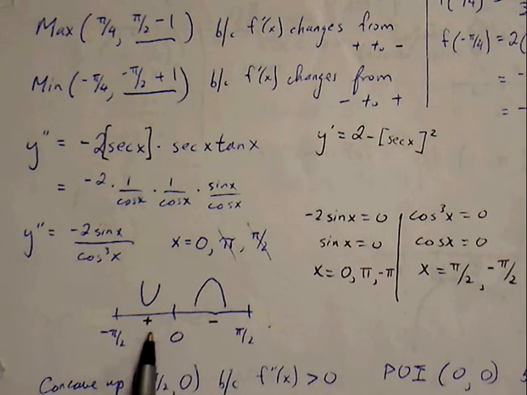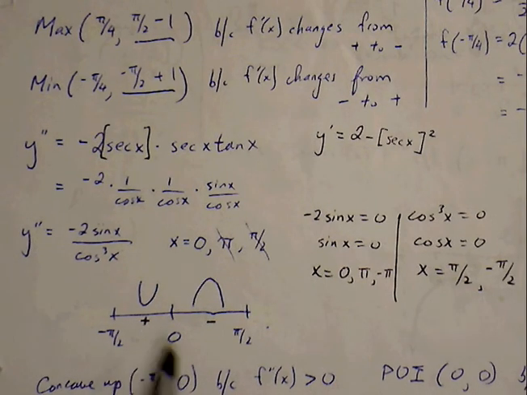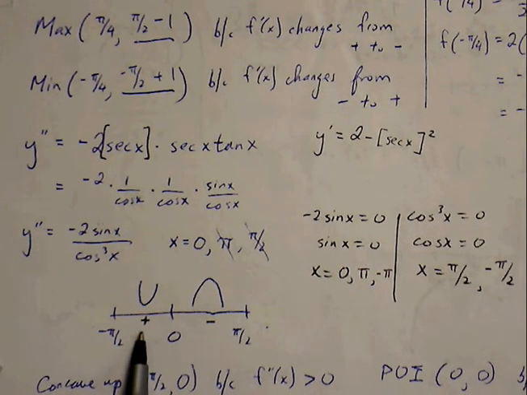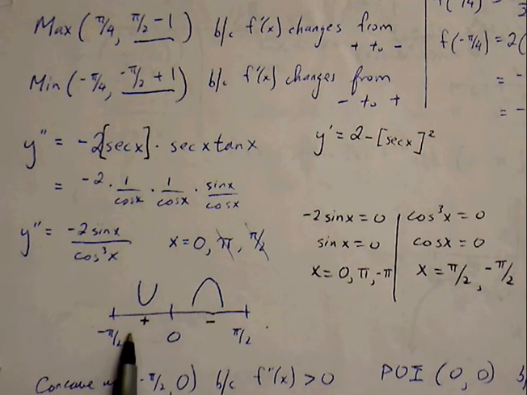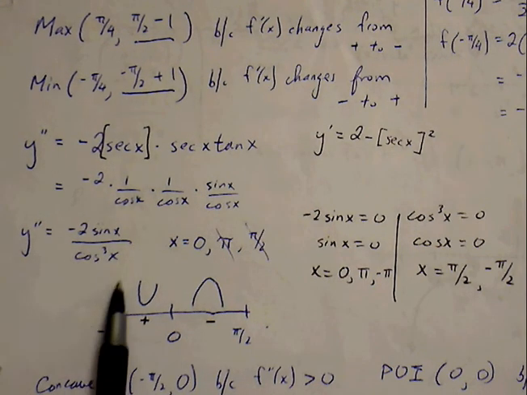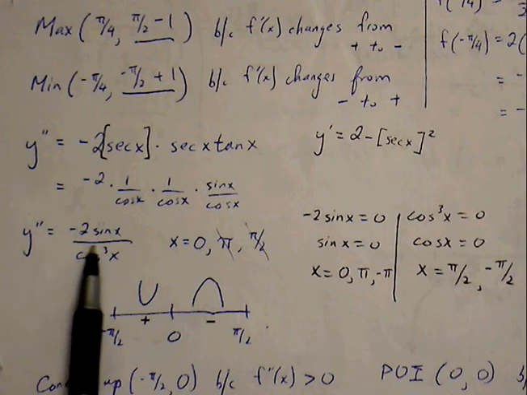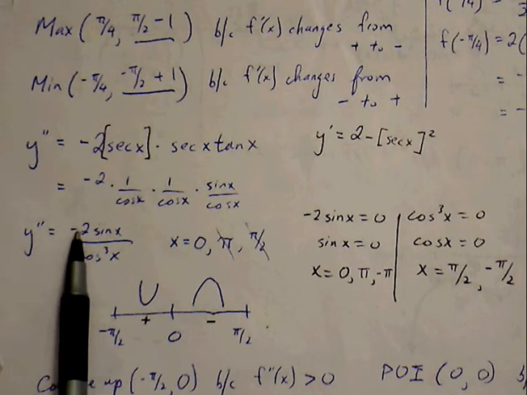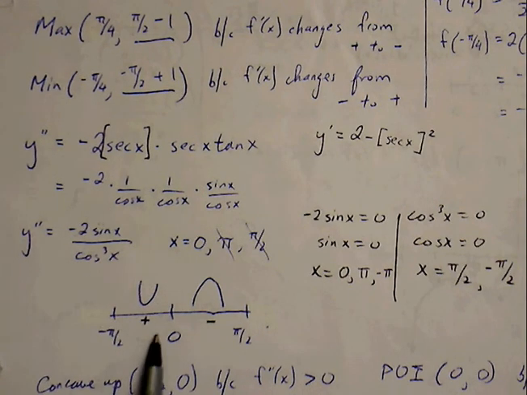So we need to determine whether it is concave up or concave down in these intervals. So I can choose a value between 0 and negative π/2. I can choose negative π/4, for instance. Right? In the fourth quadrant, sine will be negative. In the fourth quadrant, cosine is going to be positive. So negative times negative is positive over positive is positive.